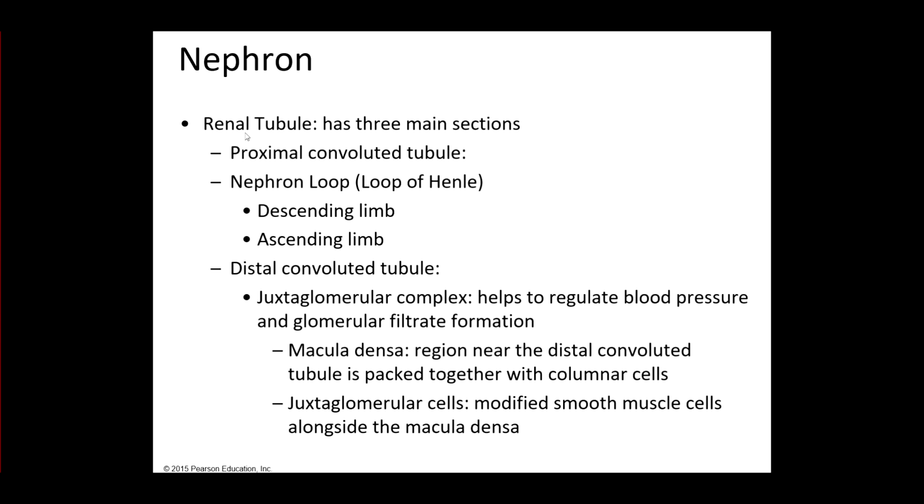Okay, so the renal tubule, as I mentioned, has three main sections I'm going to show you. The first one is the proximal convoluted tubule. Proximal means it's kind of at the beginning. So this is the beginning part of the tube. It's closest to the Bowman's capsule or to the glomerular capsule.